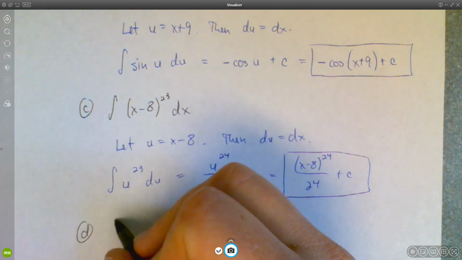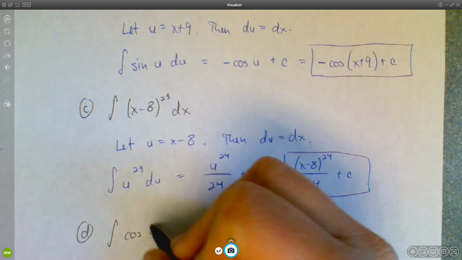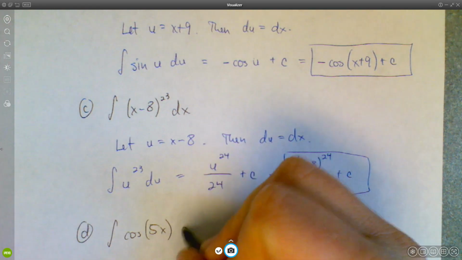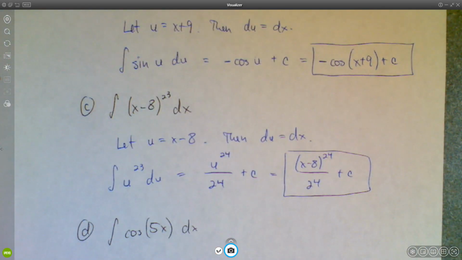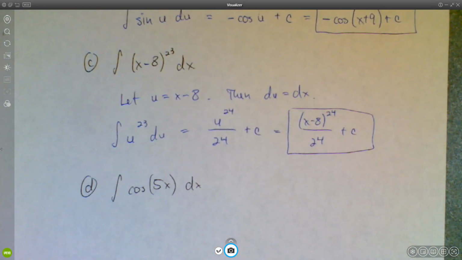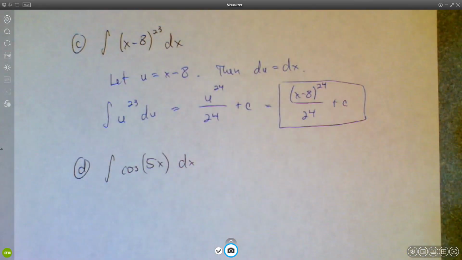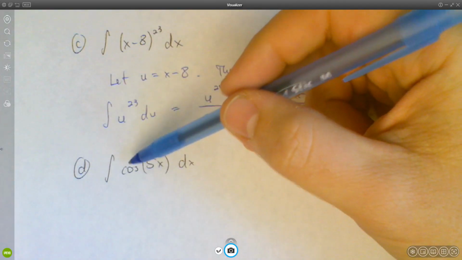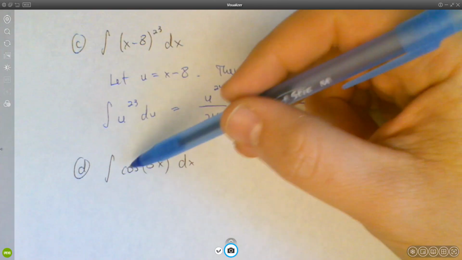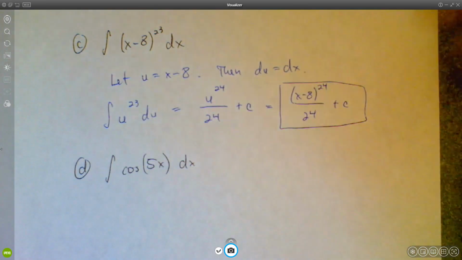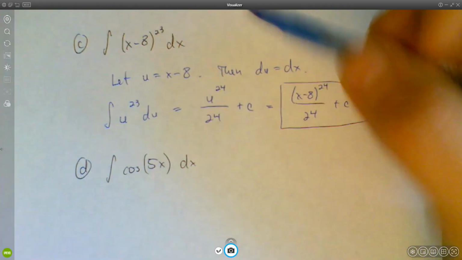Same sort of deal. Let's do cosine 5x dx. Okay, now this one's maybe a little bit trickier, but it's not too bad. I know what the antiderivative of cosine is. It's just sine, right? But I don't know what the antiderivative of cosine 5x is, right? The antiderivative of cosine x is sine x. The antiderivative of cosine of 5x, don't know, right? But I can do a u substitution.